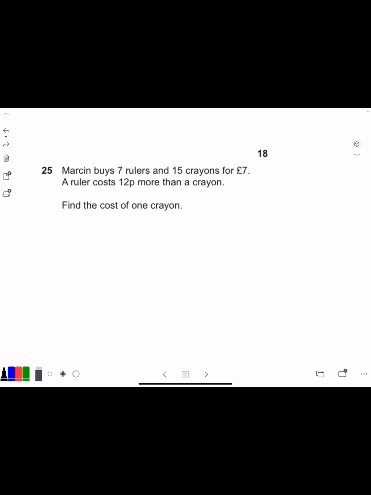So 7C plus 12 plus 15C equals 700. 7C plus 84 plus 15C equals 700. 22C equals 616. C would be, you can use the calculator, you would get 28.